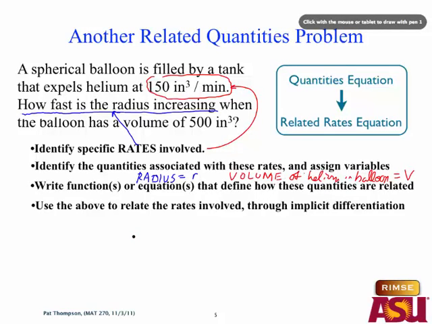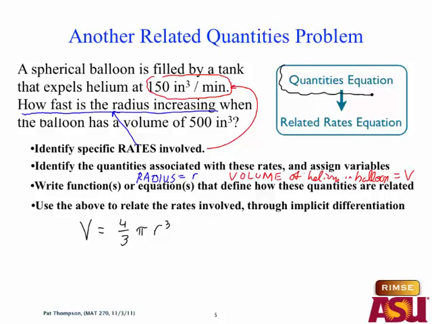Not pi r squared. It's a volume. And we remember 4/3 times pi times r cubed. Okay, there it is. We need to relate how the radius is changing with how the volume is changing, so we need an equation that relates the radius and the volume. And that's our V equals 4/3 pi r cubed.